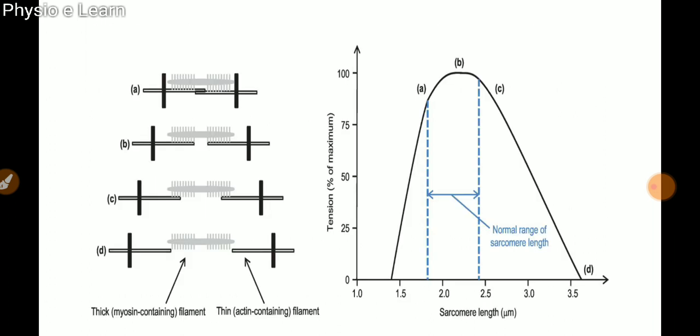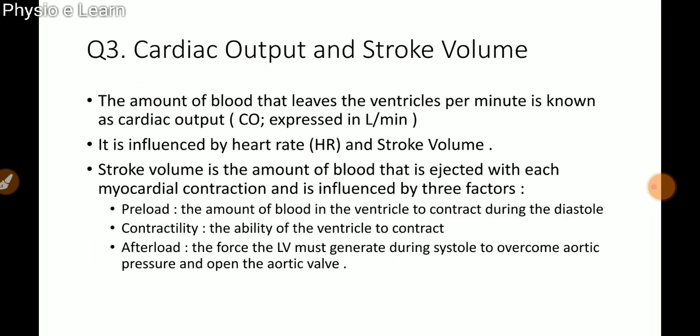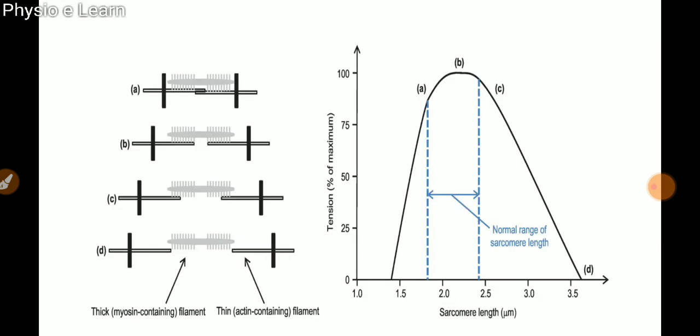We can explain it in a better way with this diagram. You can see in the first condition, the actin myosin filaments are overlapping each other. In this graph, the vertical axis is the tension generated by the muscle. A refers to the ascending limb of this graph. So the tension in the muscle is increasing, but it is still not optimum.